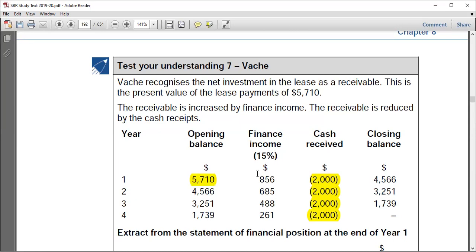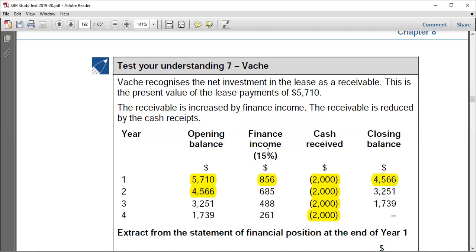and then, what? You multiply it by the opening balance. So it's 15%, and this figure here is what gives you 856. To add these, subtract these, you have this opening closing balance. This closing balance would be the opening balance for year 2.